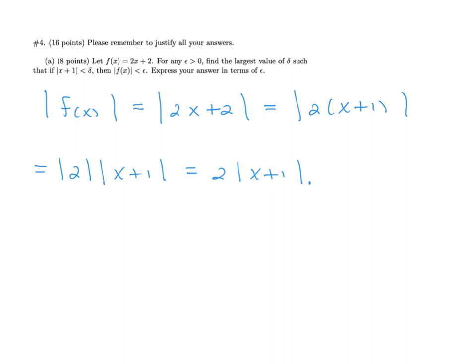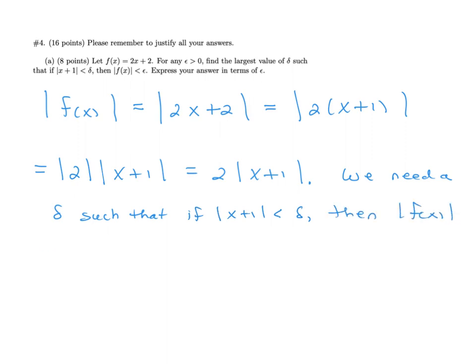So I'll say we need a delta such that if the absolute value of x plus 1 is less than delta, then the absolute value of f of x, which equals 2 times the absolute value of x plus 1, must be less than epsilon. Now, we can take this inequality and divide by 2 to the other side. So we have now the absolute value of x plus 1 is less than epsilon over 2.